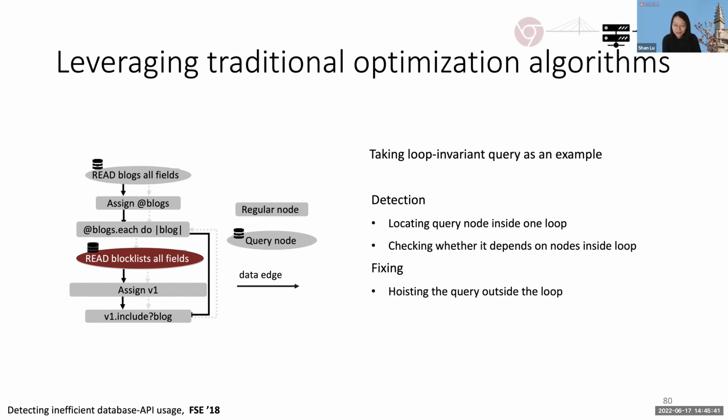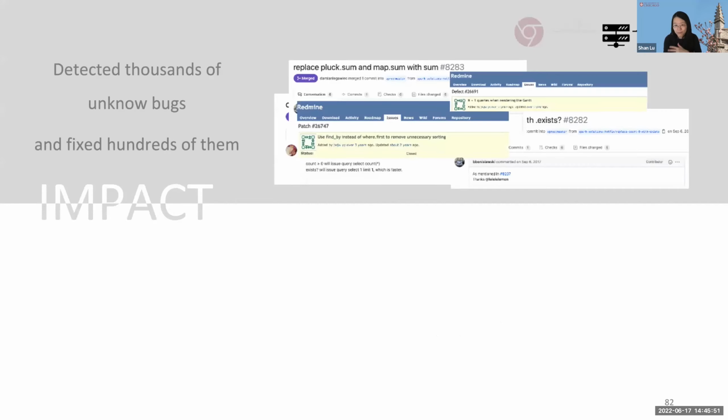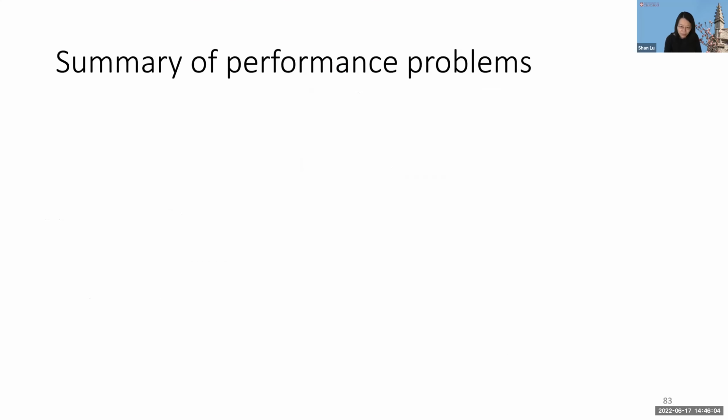Okay, so I'll skip all the details. With this, we can solve the inefficiency problem in a much more comprehensive way, and this allows us to find more than 1,000 problems in these 12 most popular web applications. For hundreds of them, they are already confirmed and fixed in these applications.